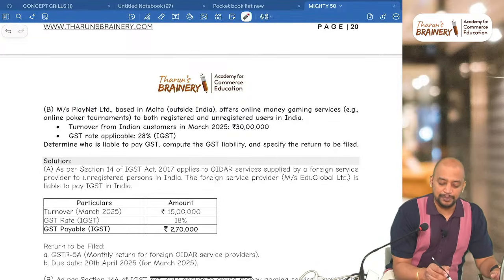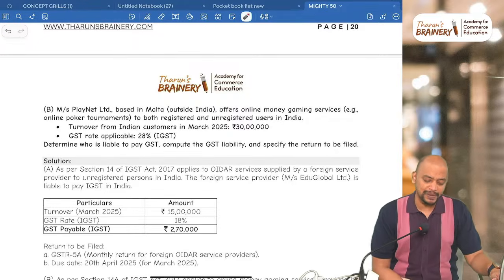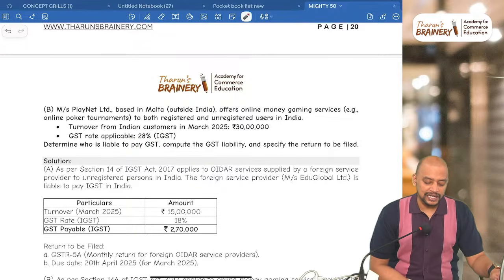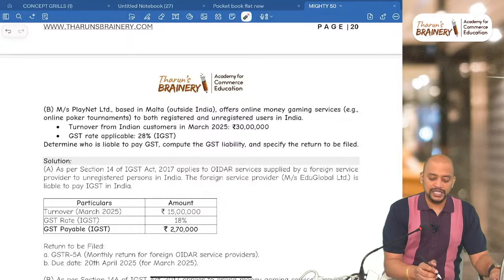So in this case, the Playnet Limited, which is based in Malta outside India, should pay GST, and turnover from Indian customers 30 lakhs. GST rate is 28%. So 30 lakhs into 28%. So that will be taken as the GST liability. And who is liable to pay? Playnet. And GST liability we can compute.